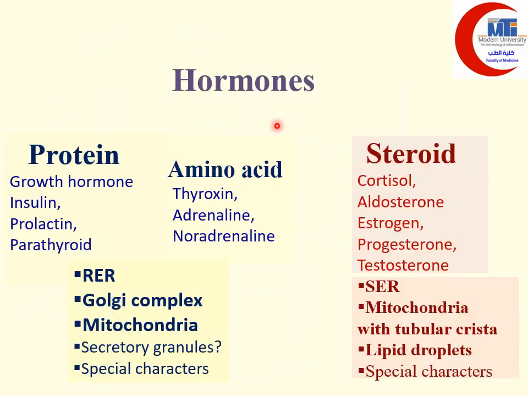Hormones secreted from endocrine glands are different in their nature. These hormones may be protein, amino acid, or steroid in nature. The protein hormones include growth hormone, insulin, prolactin, and parathyroid hormone, and the amino acid hormones include thyroxine, adrenaline, and noradrenaline. The cells that secrete these two types of hormones are called protein secreting cells. How are these cells adapted to make this function, to secrete these protein hormones?